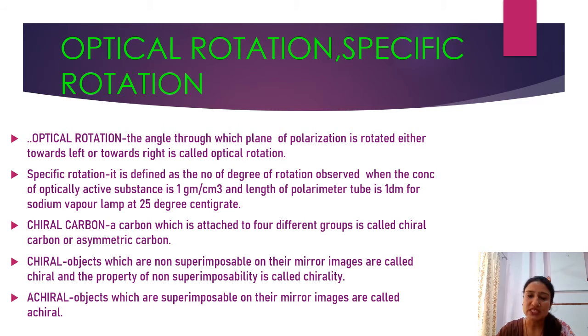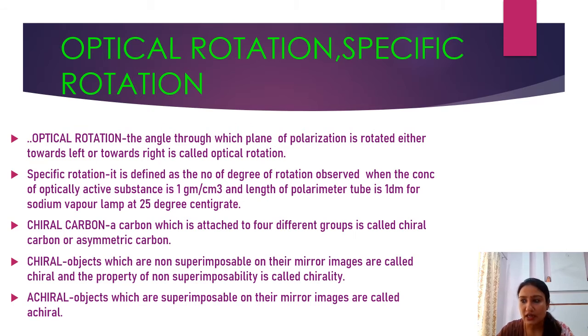Optical rotation and specific rotation. Firstly, the optical rotation is the angle through which plane polarized light is rotated either towards left or towards right, either in clockwise direction or in anti-clockwise direction. Next is specific rotation. It is defined as the number of degrees of rotation observed when the concentration of optically active substance is 1 gram per centimeter cube and the length of polarimeter tube is 1 dm, for sodium vapor lamp at 25 degrees centigrade.